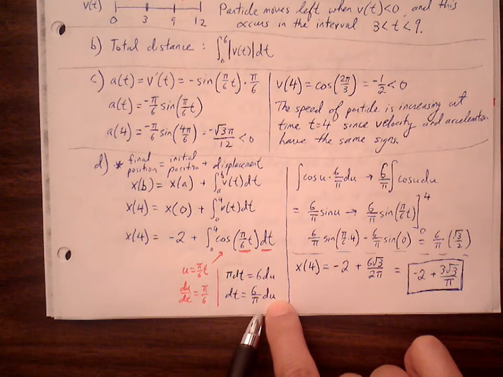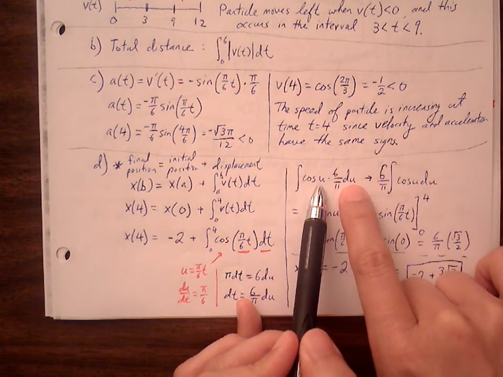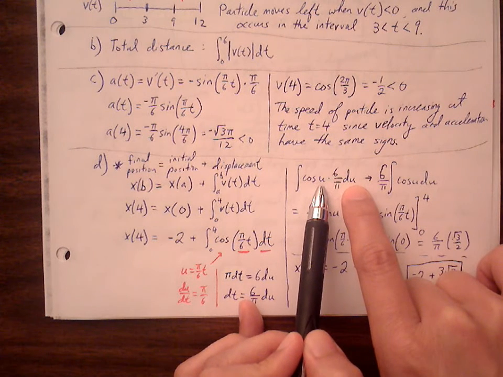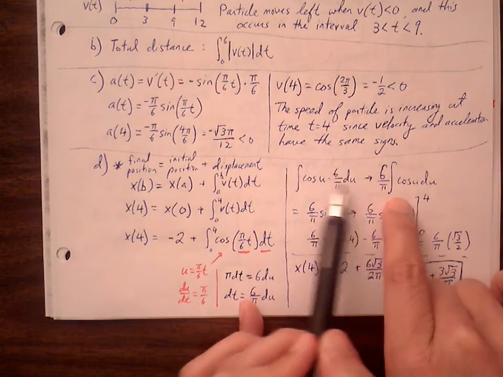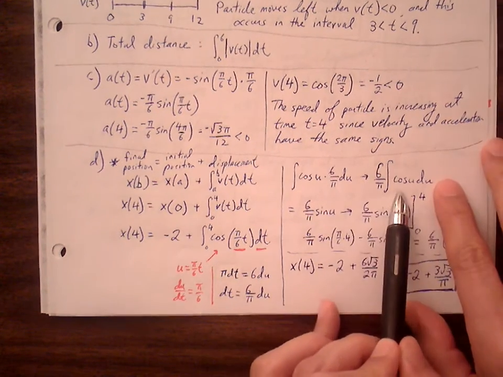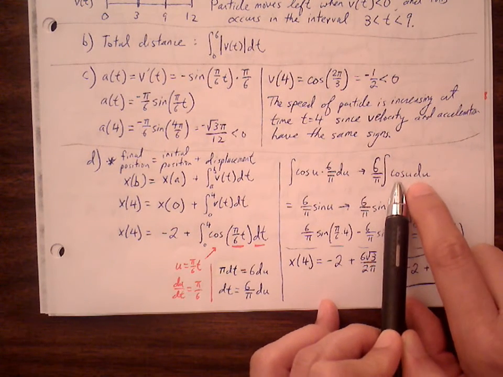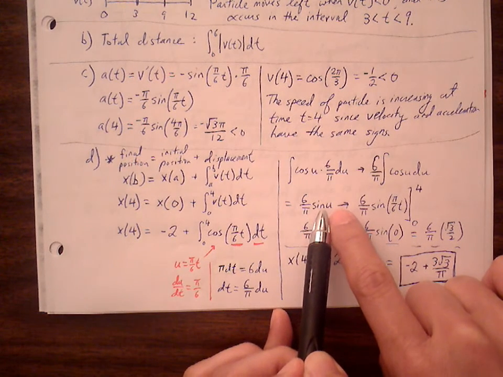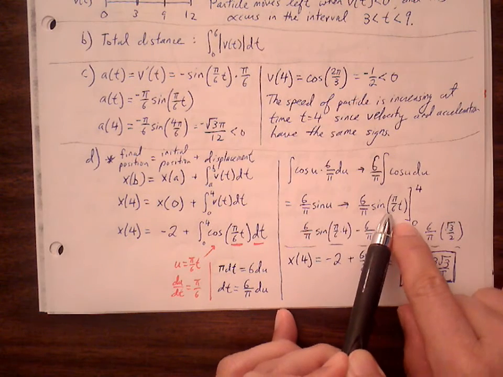Replace dt with 6 over pi du, replace the pi over 6t with u, and now we have something that we can go forward with now that all the t's have been removed and have been replaced in terms of u and du. This is a 6 over pi, it's a coefficient, we can push that out in front, and now we have a nice clean rule that we can apply. Integral of cosine is going to be positive sine, so we bring that back in terms of sine, and we still have to evaluate our bounds, so let's get this back in terms of the original variable in terms of t. Now we're going to plug in.